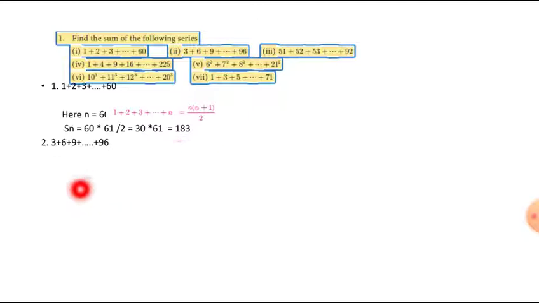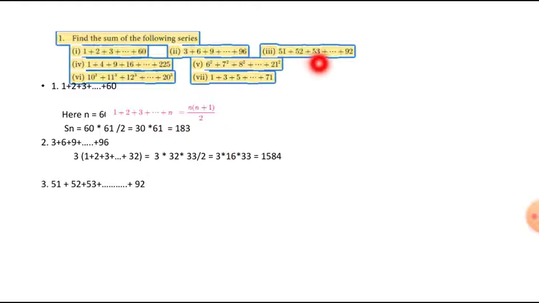Next, find the sum 3 plus 6 plus 9 up to 96. This series is not starting from 1, and to apply the formulas we need a series starting from 1. To convert it into that form, we can take 3 common out of the series. Then we get 1 plus 2 plus 3 up to 32. For this 1 to 32, we can use the formula n into n plus 1 by 2. So 3 into 32 into 33 by 2 is equal to 1584.